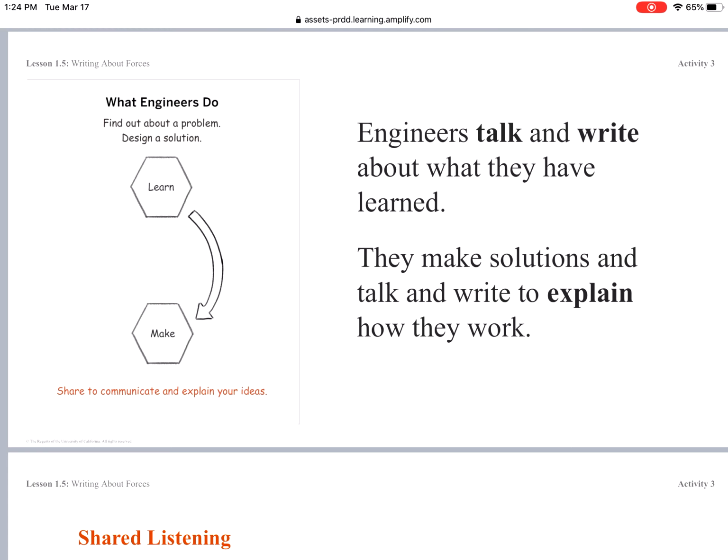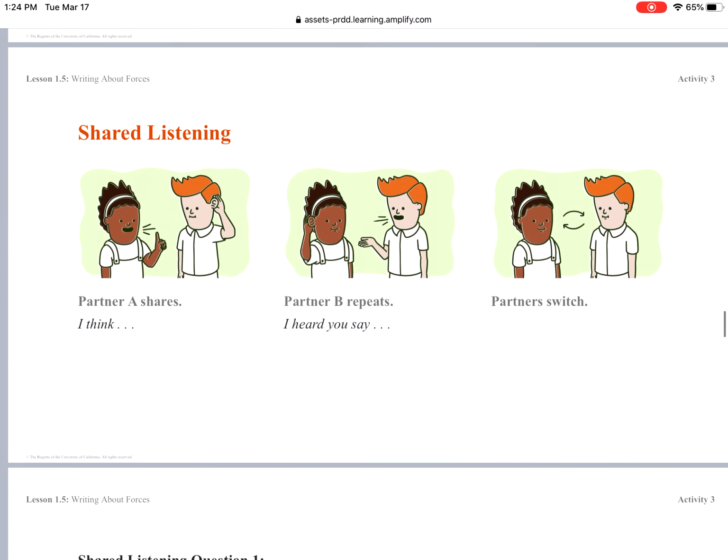So it says, find a problem, design a solution. So we learn and we make. And then they're going to share and communicate and explain the idea. Share and listening. This is something we always do in class. One partner shares, the other one thinks. That means you're quiet. The other partner repeats. It means that they heard what you said, and then you switch. Okay? So you can do this at home. You can do it with a brother or sister. You share your ideas. Remember, you listen, they talk, then switch. Then you talk, they listen, okay?